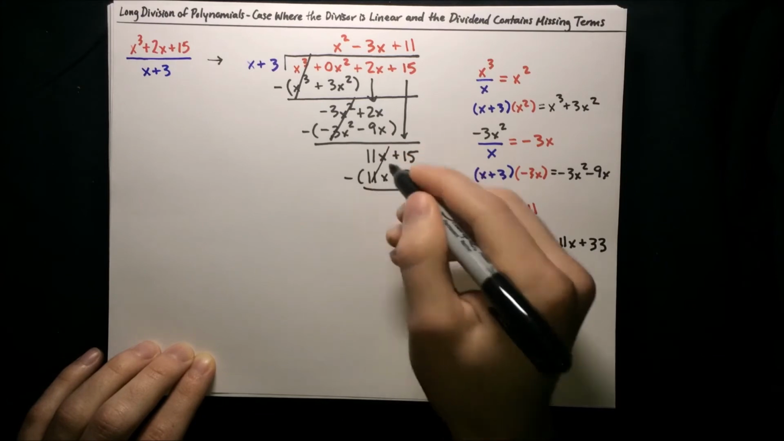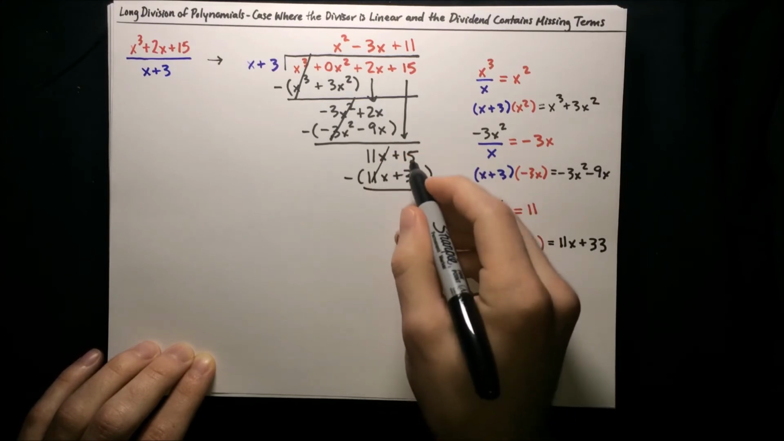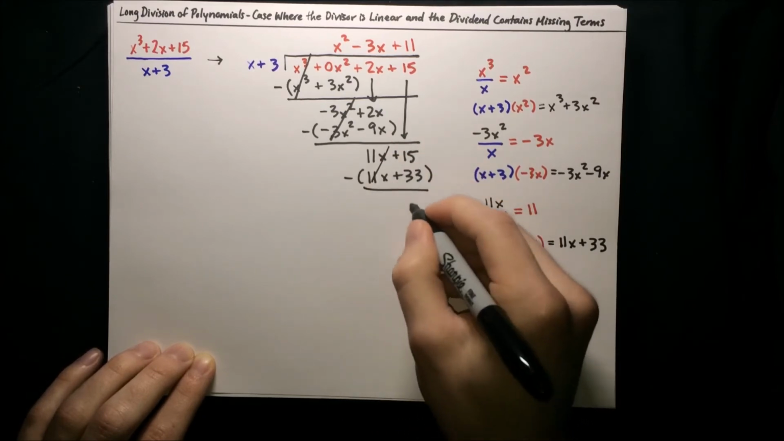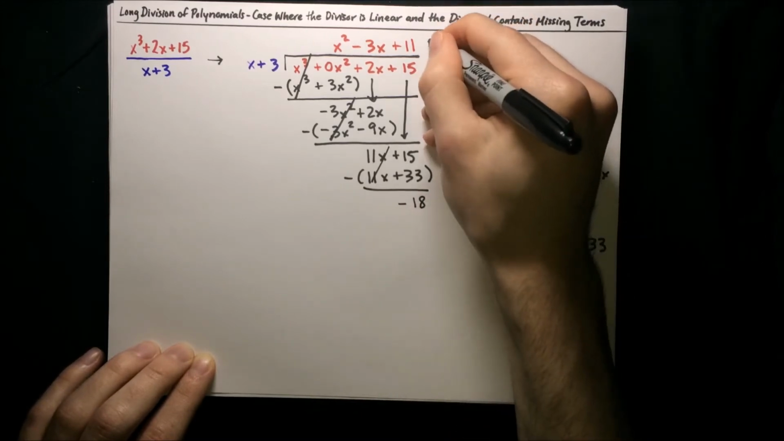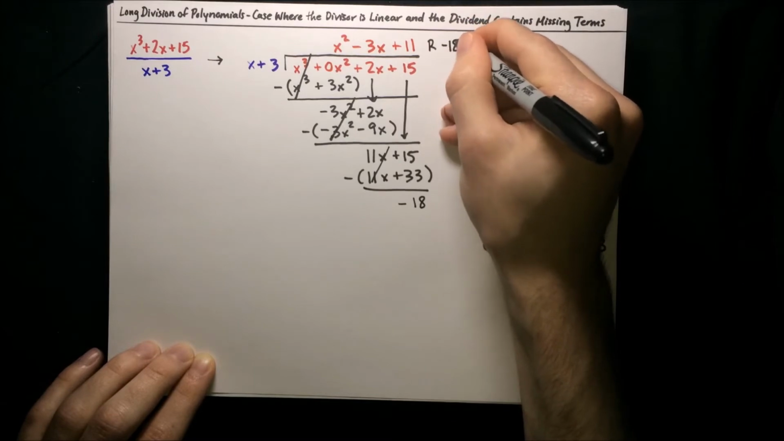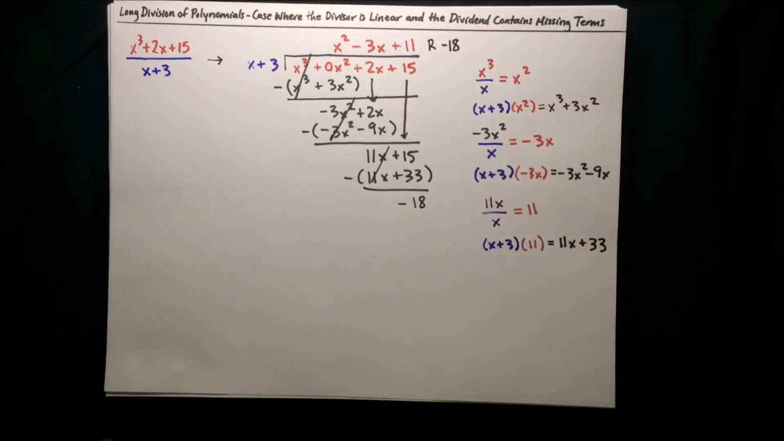11x cancels with 11x, great. And then 15 minus 33 is just negative 18. So that's our remainder. Remainder is negative 18. Okay, so let's organize our findings.